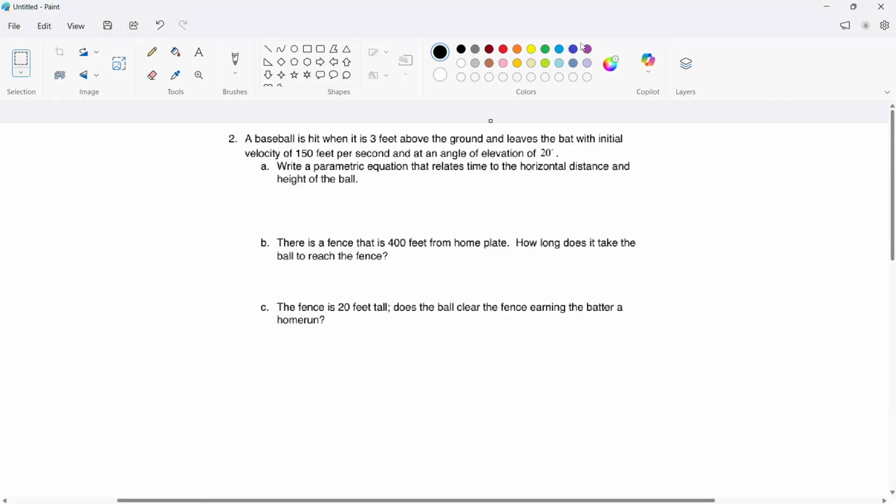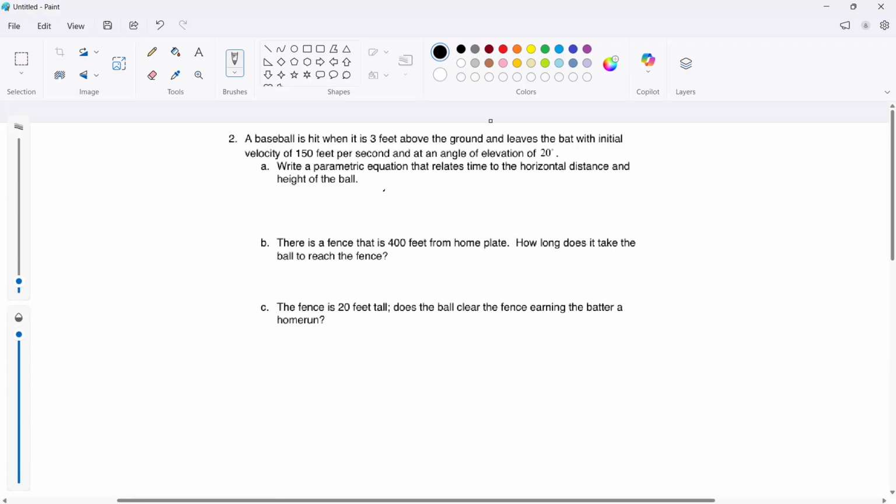Here's a question on projectile motion from pre-calculus. A baseball is hit when 3 feet above the ground and leaves the bat with the initial velocity of 150 feet per second at an angle of elevation of 20 degrees. Write parametric equations for the horizontal and height. So it's going to be x, parametric equations, always an x and a y.